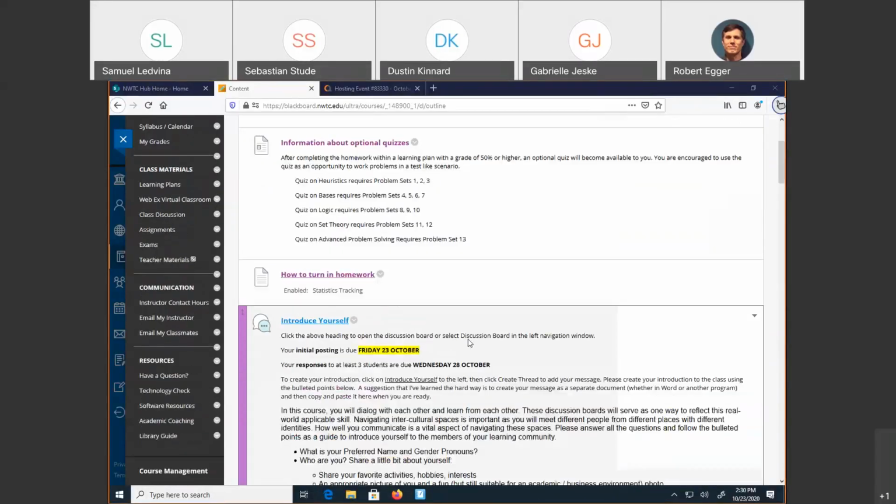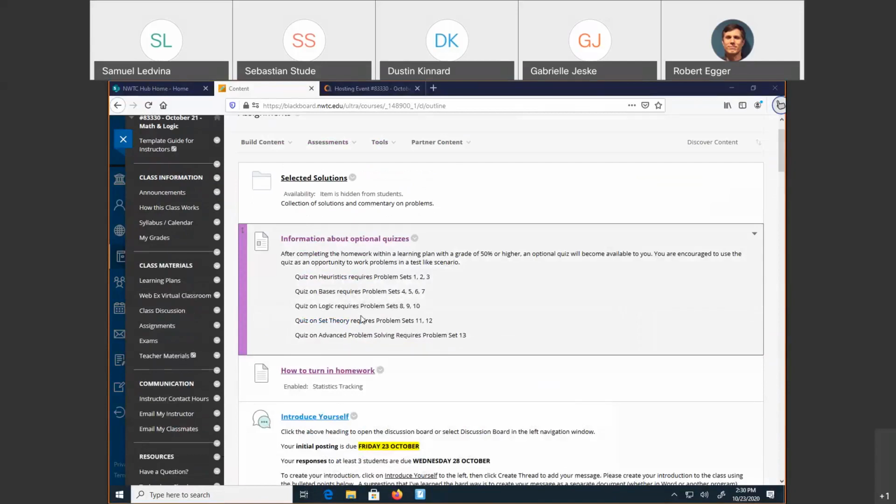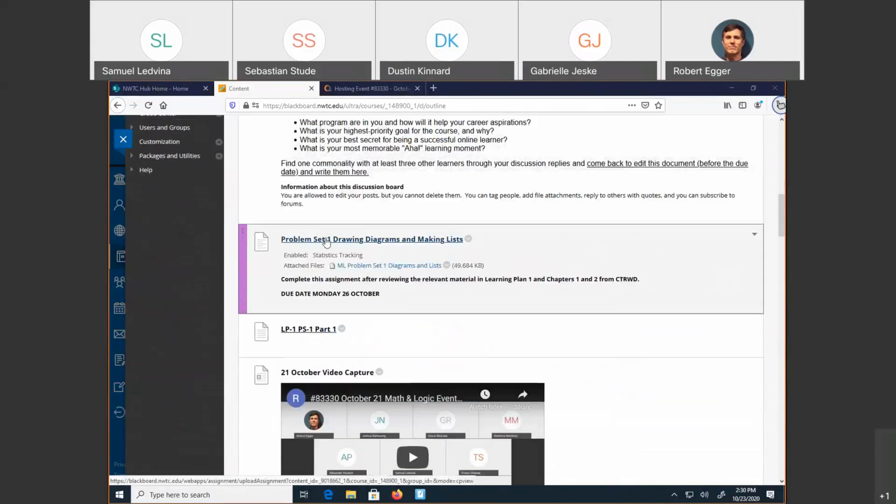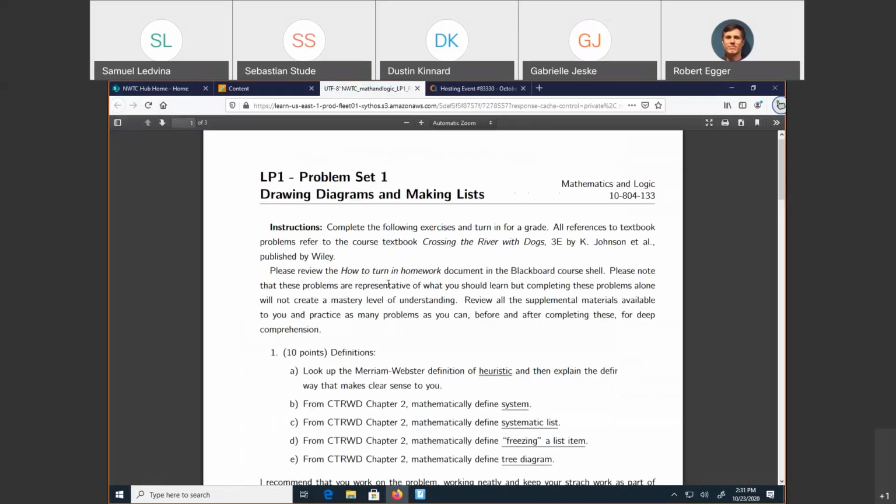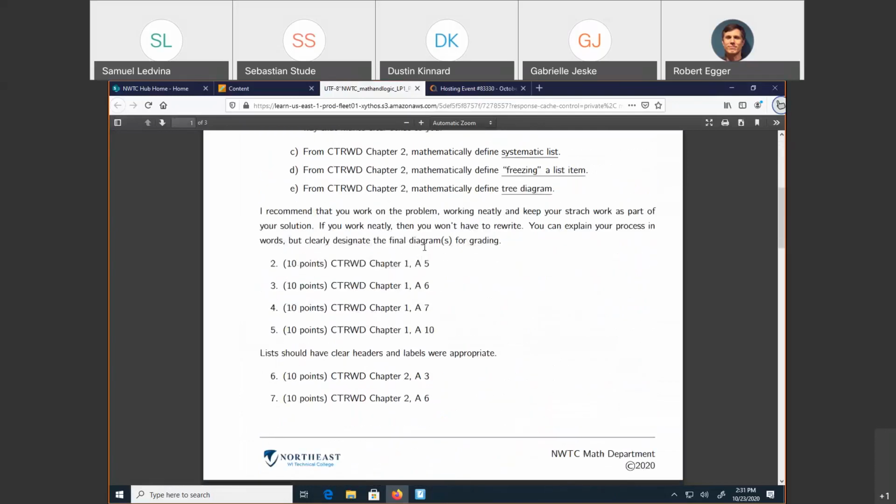Okay, for the homework, don't forget it's each learning plan or each problem set. We have problem sets, 13 total. The problems to work on are going to be in the download, and if you print this out and so forth. In chapter one, only four problems need to be done for turning in. Once you move on, for practice, knock yourself out. But only needed are 5, 6, 7, and 10 on chapter one of Crossing the River with Dogs.